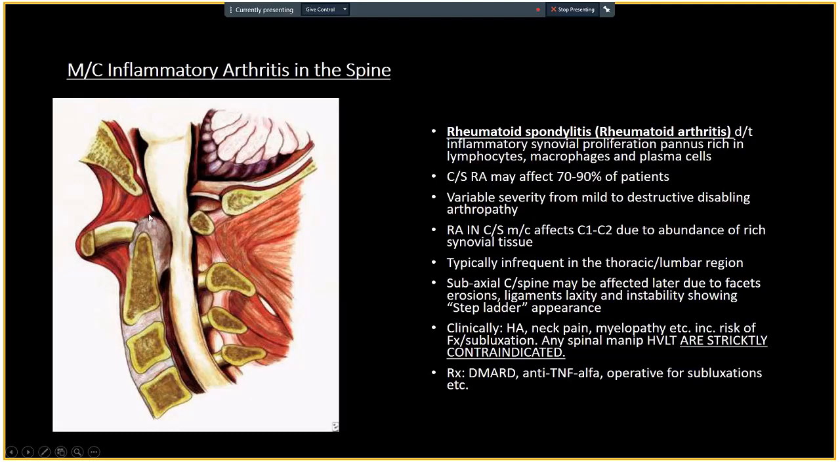So that sort of proliferation and pannus formation, that inflammatory proliferation of synovium, can initially enlarge and compress the cord, but also destroy your ligaments, leading to significant instability of C1, C2, and potential neurological complications. So remember, any kind of high velocity manipulations are strictly contraindicated in this patient. Now, the other thing you can see gradually is potential erosion and changes affecting the actual odontoid process. And then multiple instability can develop.